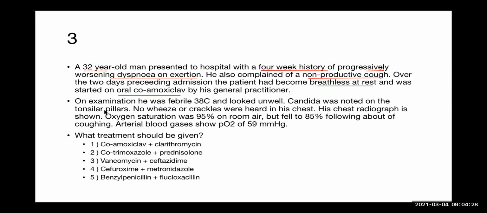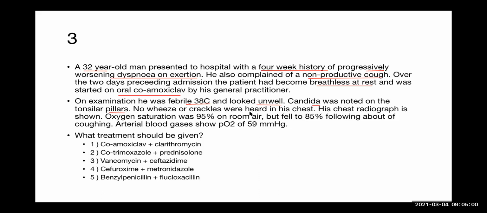Now, see here, on examination, he was febrile, that is 38 degrees, and looked unwell. Candida was noted on the tonsillar pillar. So already there is a Candida growth in the oral cavity. And if you know, Candida doesn't grow normally in a healthy person. Okay. If candidiasis occurs in the oral cavity, probably we know this person is immunocompromised. So there is one important clue given to you.